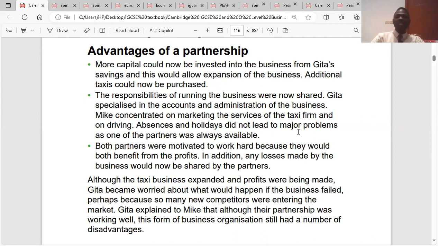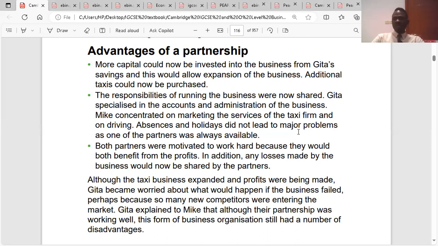Absences and holidays did not lead to major problems as one of the partners was always available. So for shared responsibility, it also means that I can always fill your role whenever you are not available, or you can fill my role whenever I'm not available. Yes. The shop will not be closed if you are not available, like when it is a sole trader. If the owner is not available, the shop is closed. But in partnership, if one partner is not available, the second partner might be available. So operations will not stop.